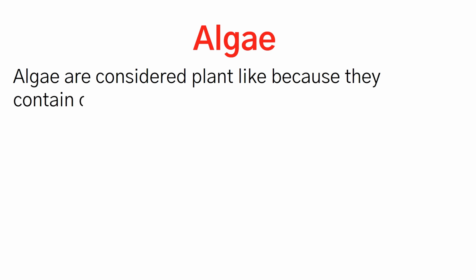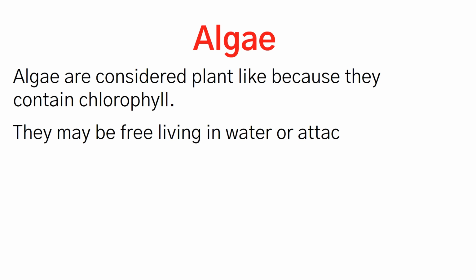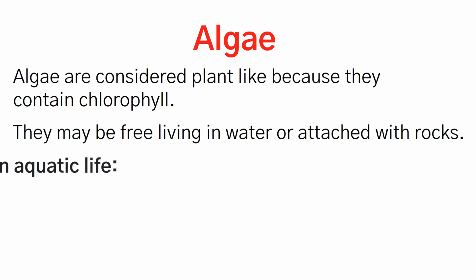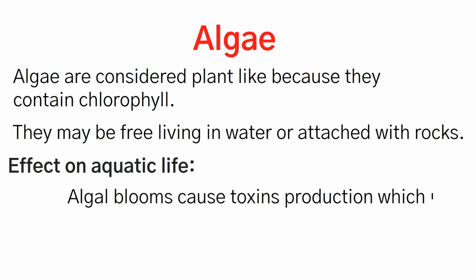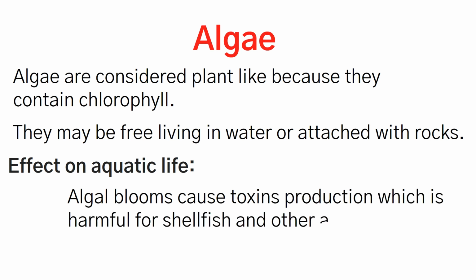Number three, algae. Algae are considered plant-like because they contain chlorophyll. They may be free living in water or attached to rocks. Effect on aquatic life: algal blooms cause toxin production which is harmful to shellfish and other animals.